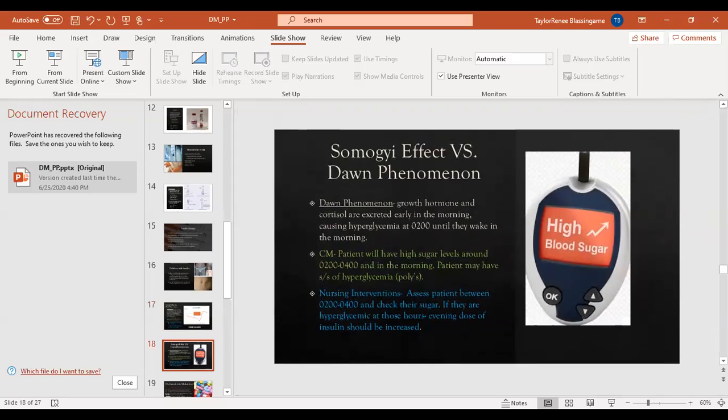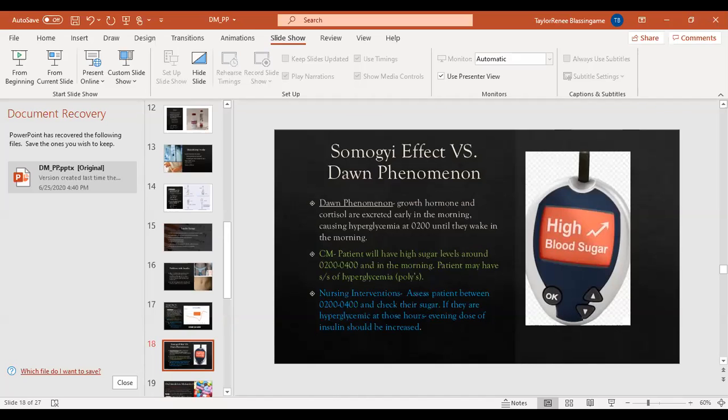And then you have the Dawn phenomenon that I'm talking about now. So same thing, you've given them insulin, but in the middle of the night, growth hormone and cortisol start excreting themselves crazily, and now they're hyperglycemic throughout the entire night, specifically at like 2 in the morning. So again, you'll come in the morning and their sugars are sky high at 7 a.m. You're going to want to check their sugar between 2 to 4. If it's very high, that means they have Dawn phenomenon.